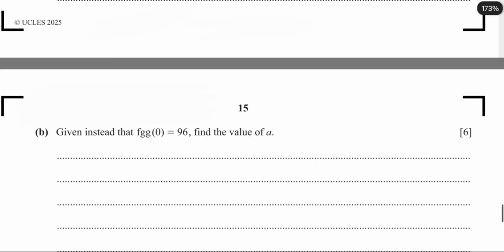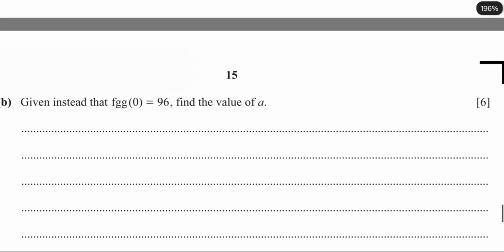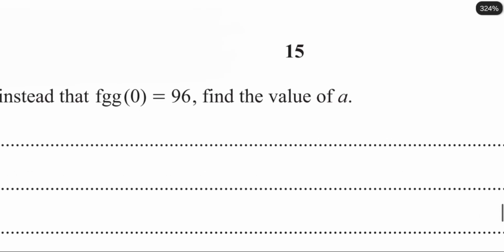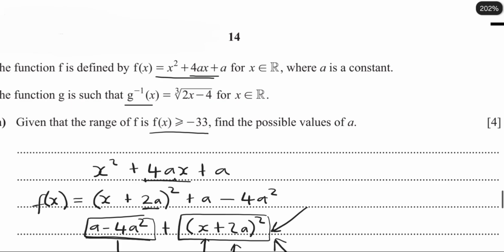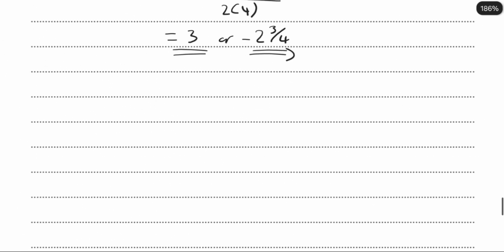it's saying given instead that f of g of g of 0 equals 96, find the value of a. So we work from inside going out. We first need to get g of 0. But if we look at our equation, we are only given the inverse. But we know we can get g of x from its inverse. So we're going to try and get g of x first.